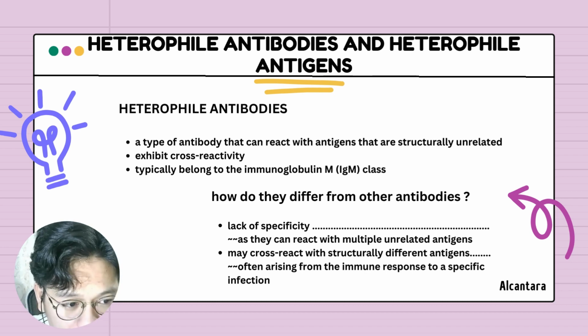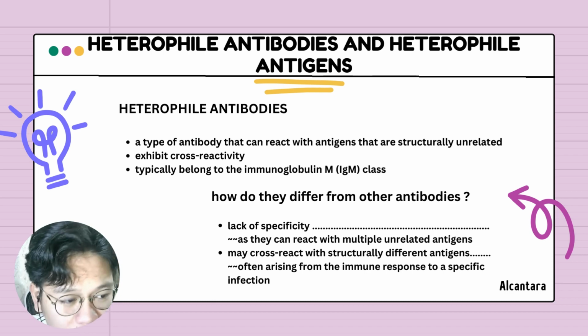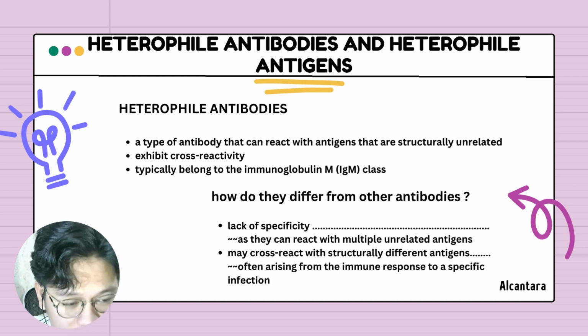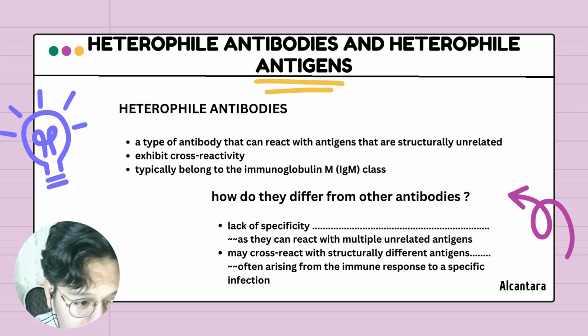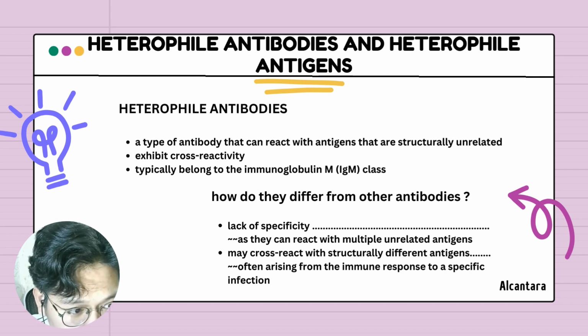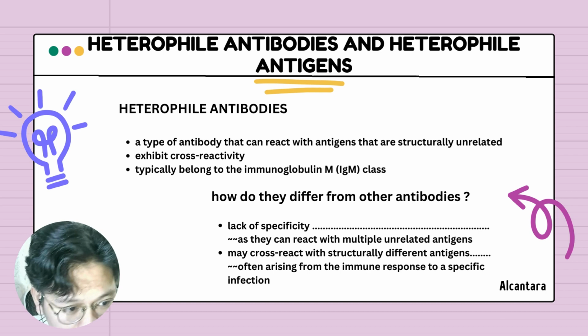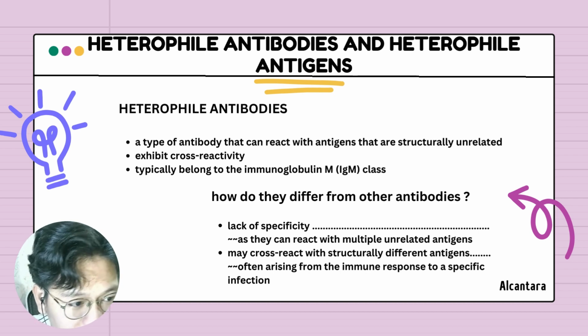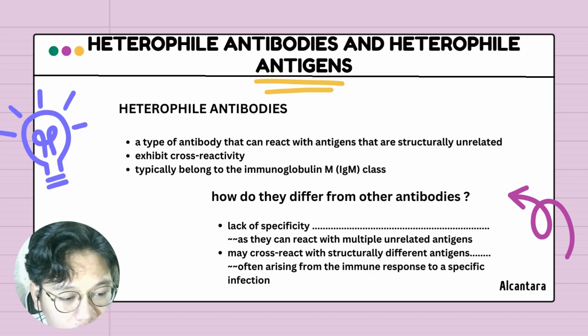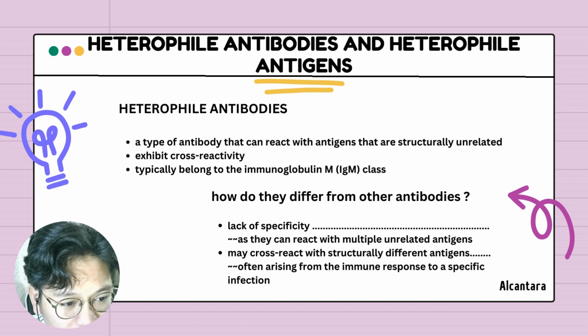One well-known instance of heterophilic interference occurs in infectious mononucleosis testing. The test relies on detecting antibodies against the Epstein-Barr virus, but heterophile antibodies present in the patient's serum may cross-react with the antigens of the virus and some species in the assay. This can lead to inaccurate results.